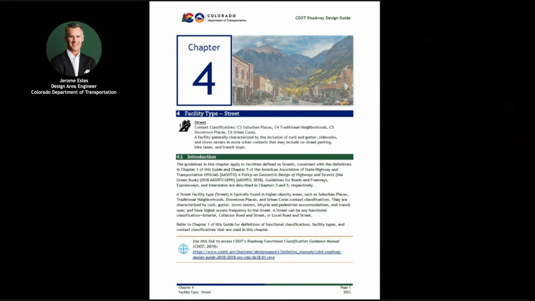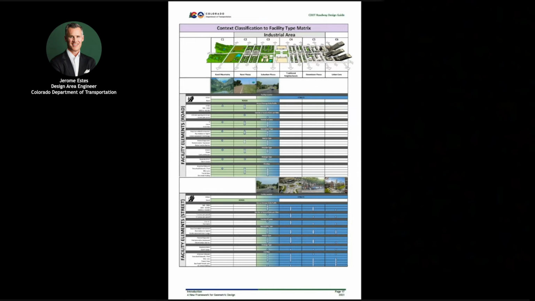In this video, I provide a summary of Chapter 4 that describes the facility type street within the 2023 CDOT Roadway Design Guide. Chapter 4 guides the designer through applications of street facility types, which are generally characterized by the inclusion of curb and gutter, sidewalks, and storm sewers in more urban contexts. The street context classifications are known as C3 suburban places, C4 traditional neighborhoods, C5 downtown places, and C6 urban core.